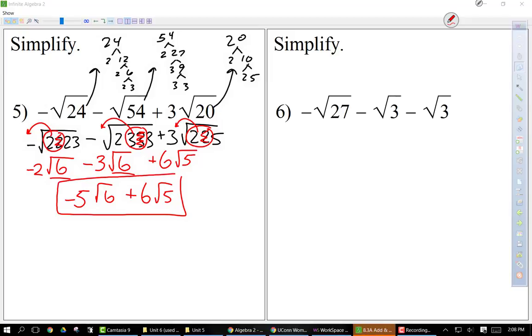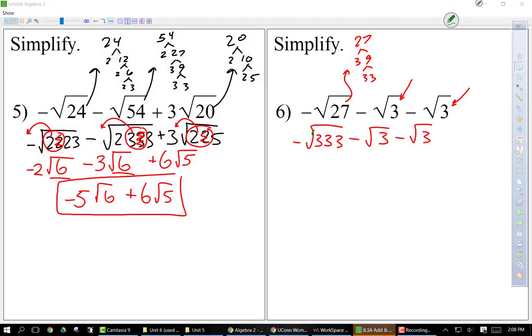Let's come over here to this 6 here. 27. 27 is 3 and 9, 3 and 3. So that's negative root 3, 3, 3. Minus root 3, minus root 3. You notice I can't break these 2 down. That's why they're staying there as a root 3.